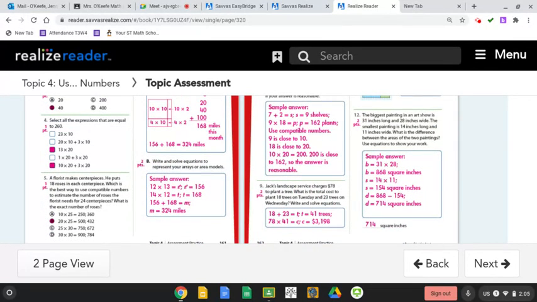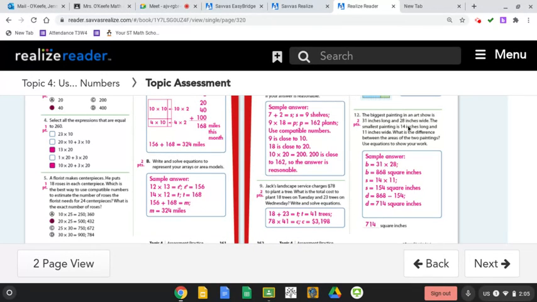Number 12, the biggest painting in an art show is 31 inches long and 28 inches wide. The smallest painting is 14 inches long and 11 inches wide. What is the difference between the areas? So remember, area is where we do the length times the width. So the first painting is 31 by 28. So 31 times 28 is 868 square inches.